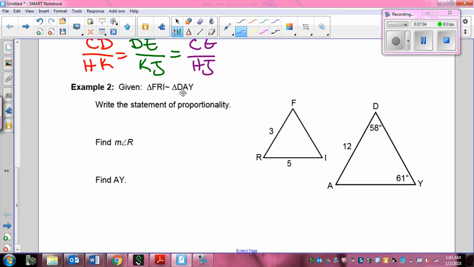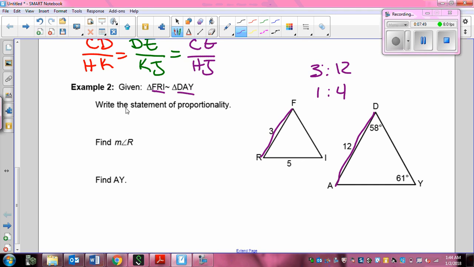So given FRI is similar to DAY, write the statement of proportionality. So we're going to have to find out which sides are proportionate. They kind of tell us that right here. I know that FR is going to be proportionate to DA. So that actually helps me right here because I know that my ratio is going to be 3 to 12, which I can simplify, right? 3 over 12 in your calculator is 1 over 4. But I don't need that yet.